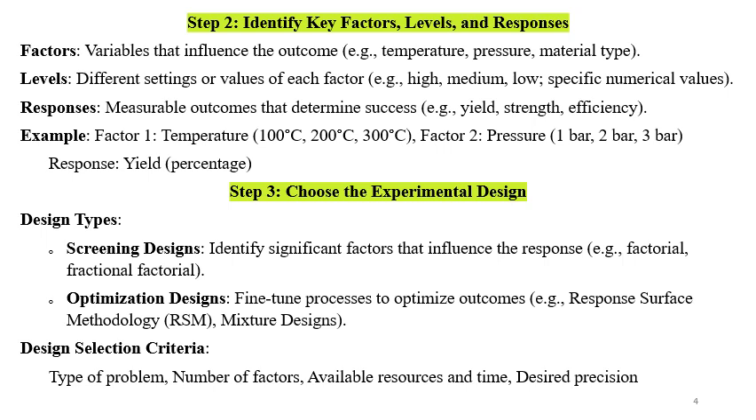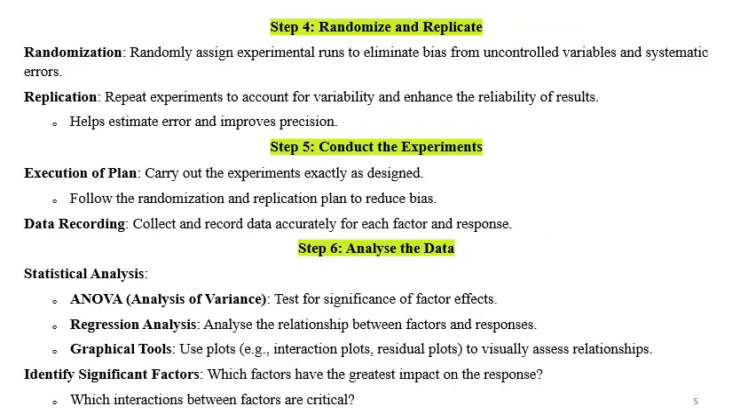Design selection criteria. So type of problem, number of factors, available resources and time, and desired precision are the key factors which affect the design selection. If you don't have a large number of factors, then you can go for screening designs. If you have different factors which affect different variables or responses, then optimization by response surface or mixture design is done. Step 4 is randomize and replicate.